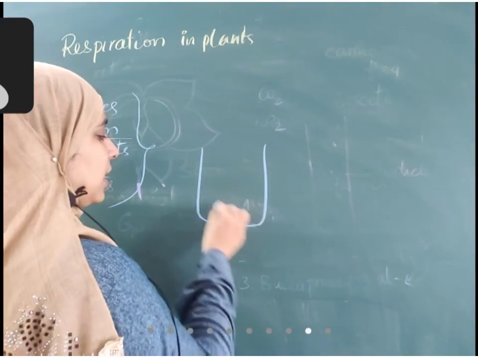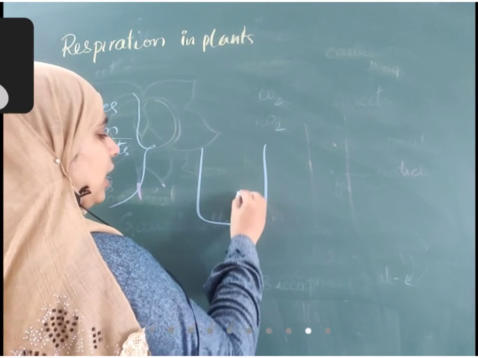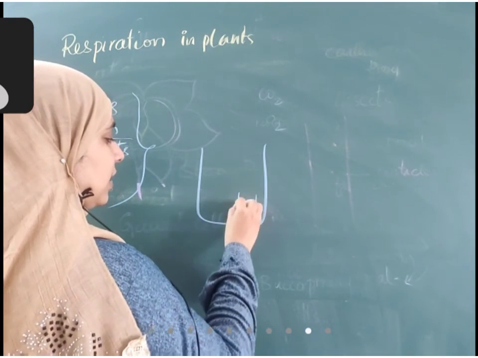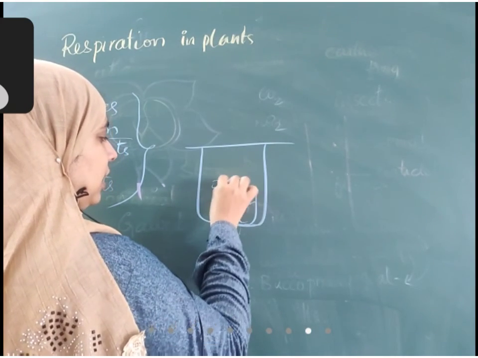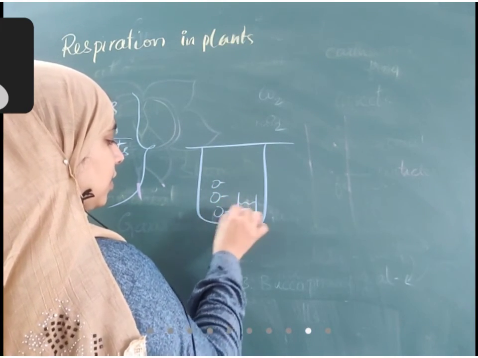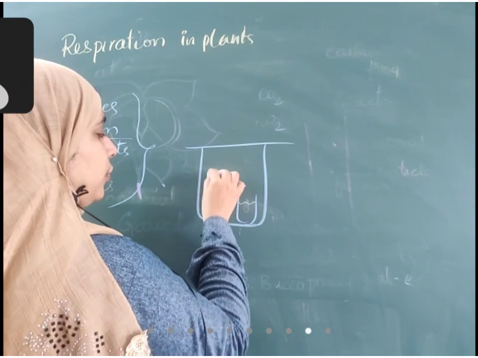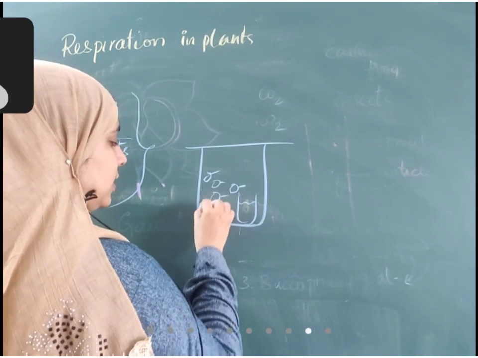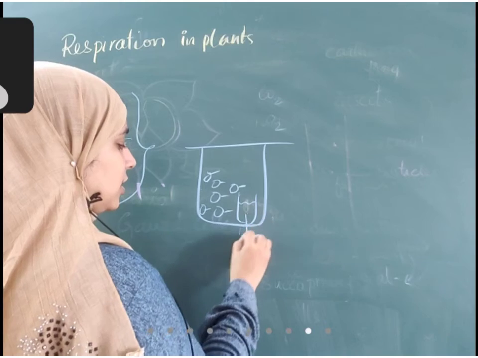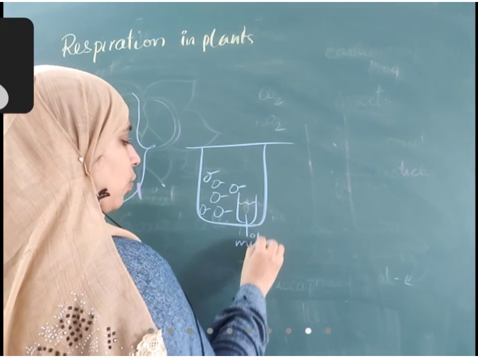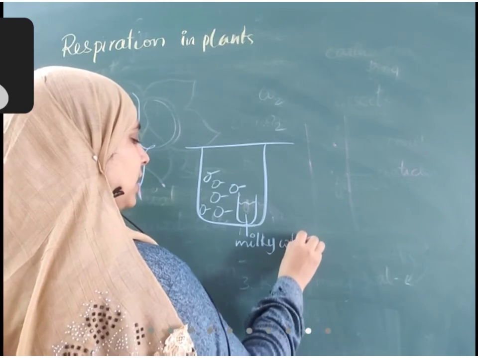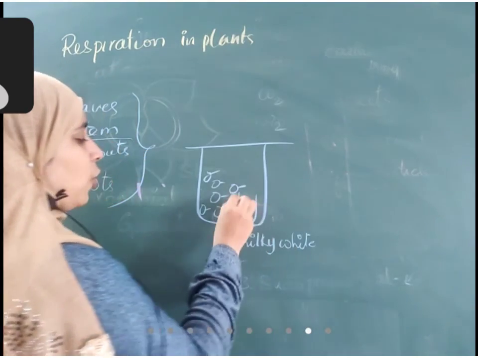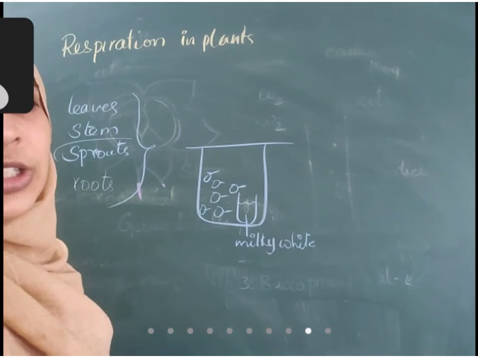Take them in a beaker and put some lime water in this. Lime water should be kept and it should be covered. Take your sprouts in this. After a few hours, you will see that the lime water turns milky white. Why does lime water turn milky white? When there is carbon dioxide only. That means sprouts are releasing carbon dioxide.